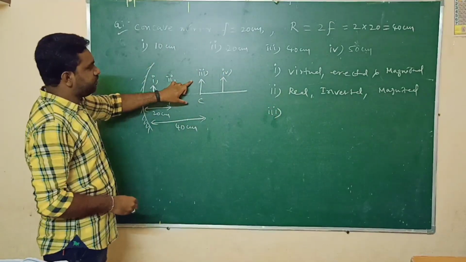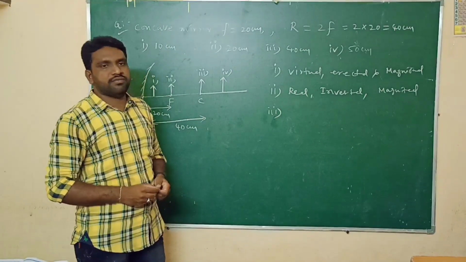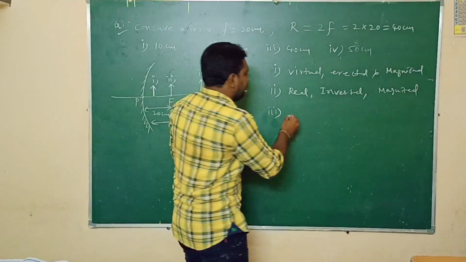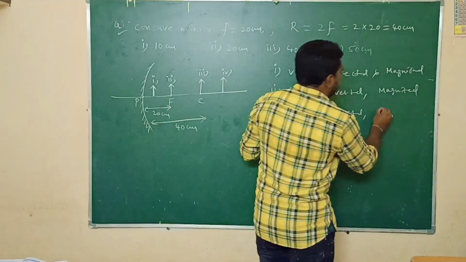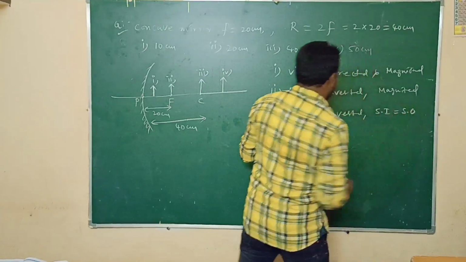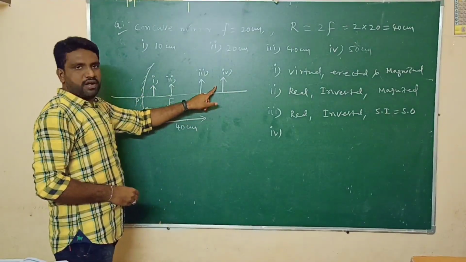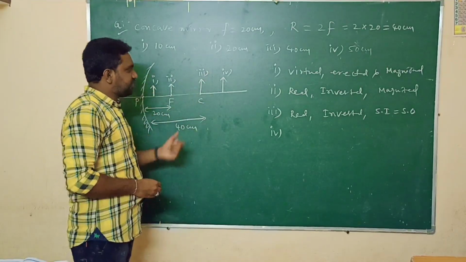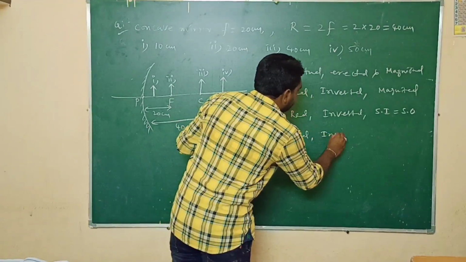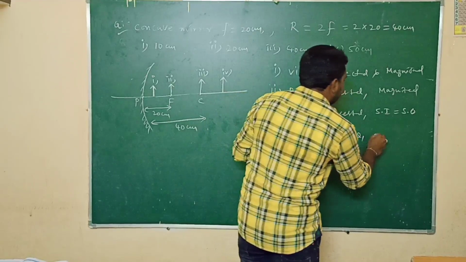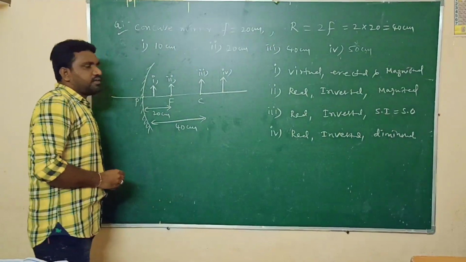Now we will consider position 3. Here the object is placed at the center of curvature. When the object is placed at the center of curvature, it is a real and inverted image. Size of the image is equal to size of the object. It is real, inverted, size of image equal to size of object. And the last remaining one, the fourth one, 50. That means the object is placed beyond C. If you place the object beyond C, in this case also we get a real, inverted and diminished image. In this way we should write the nature of the image.